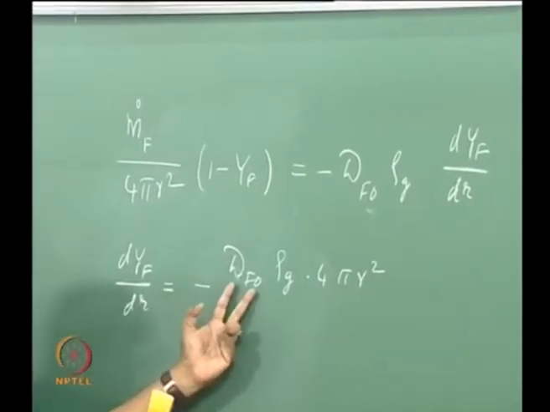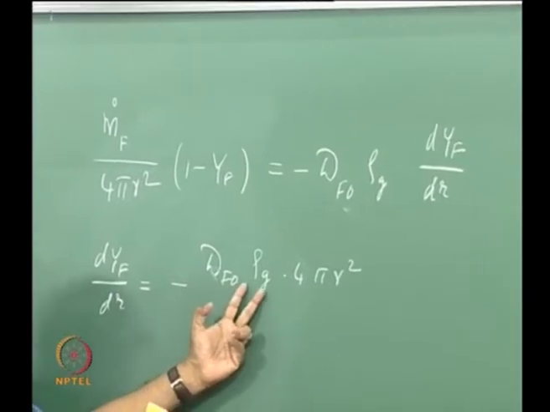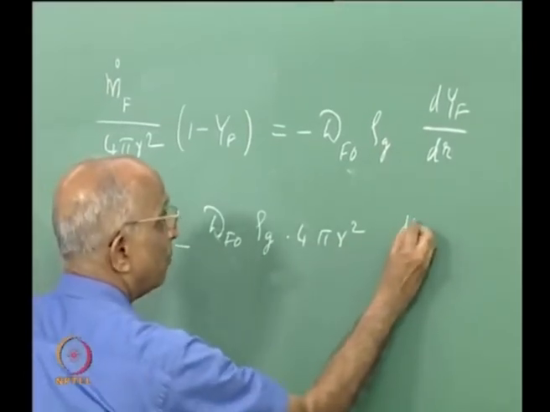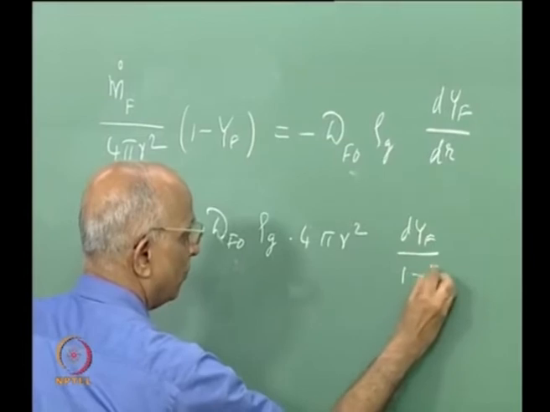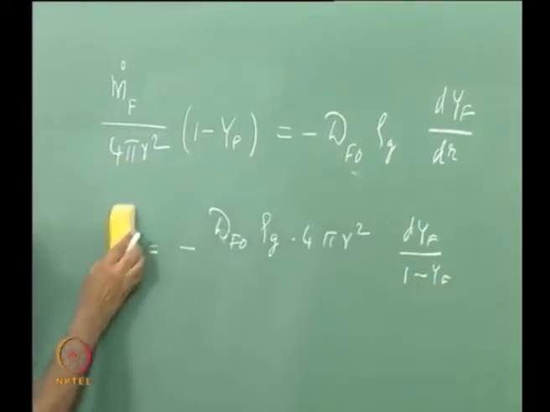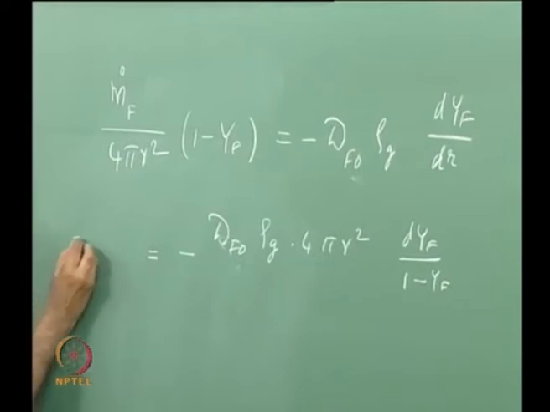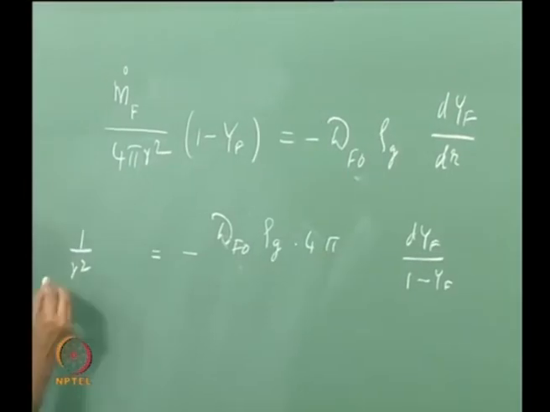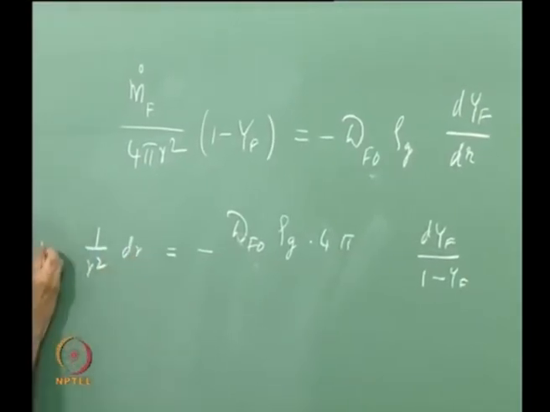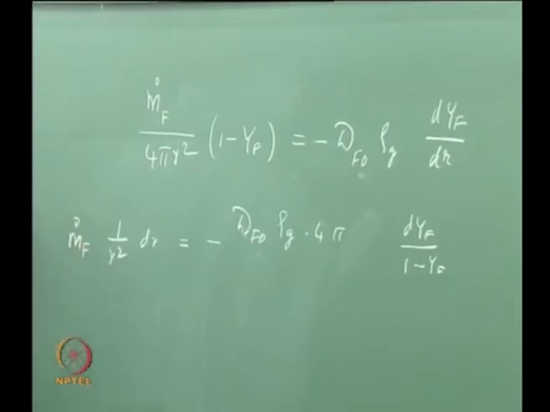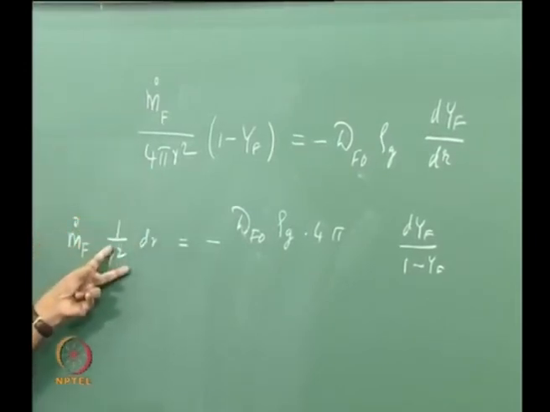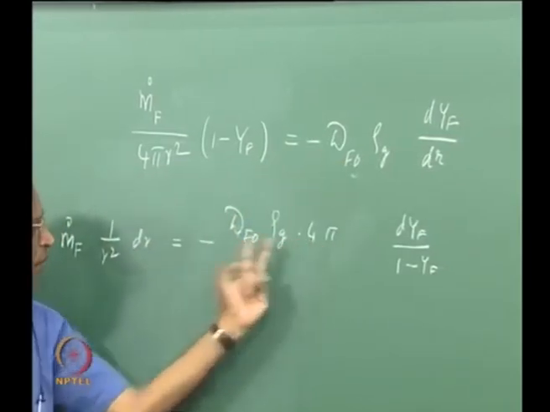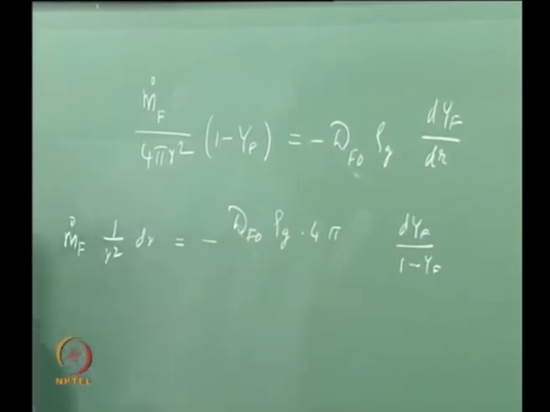Therefore, if I have to keep it in the numerator, D f naught rho g into 4 pi r square into dyf by 1 minus yf should be equal to what on this side? Should be equal to 1 over r square, I remove the r square here, I bring it on this side, into dr into the value of m dot f. What have I done? M dot f into 1 over r square, I just transpose 4 pi over here, D f naught rho g into 4 pi, I still retain this sign, and this is what I get.